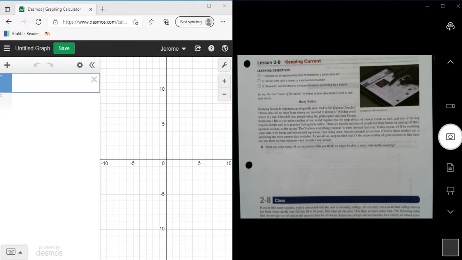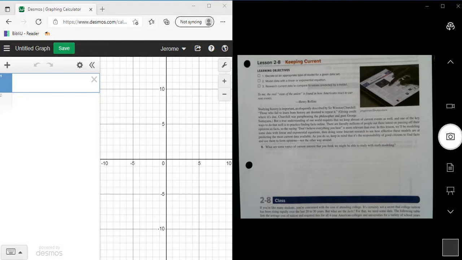Our learning objectives are to decide on an appropriate type of model for a given data set, model data with a linear or exponential equation, and research current data to compare it to values predicted by a model. To me, the real state of the union is found in how Americans react to current events.